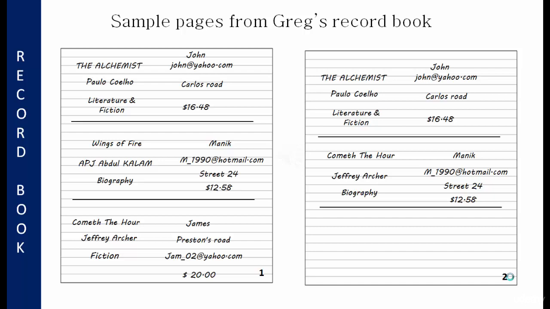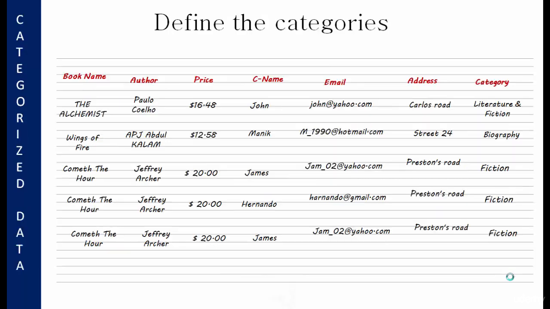These are some sample pages we have taken from Greg's record book. If you see, Greg and team are managing records like name, author, category, and price of books, as well as the name of the customer. So before getting started with a database, we need to categorize the data of the record book, and the same categorization can help us in providing the names of our database columns. So this is how we have categorized the record book data.